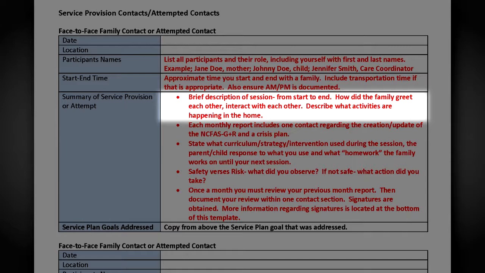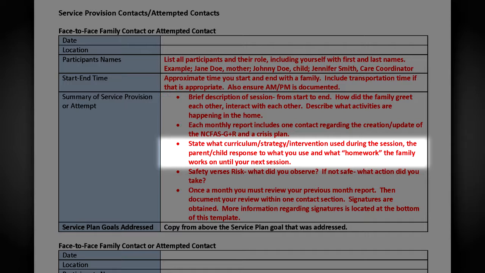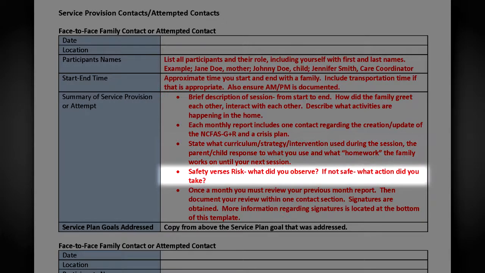We also expect that a tour of the home is completed with the family to see where the child sleeps and to ensure there are no obvious safety factors present. If this doesn't occur each session, then at minimum, you should be walking through the home each month. The next section, we are looking for what strategy or intervention you used during the time spent with the family. In addition, describe any risk factors present, and ultimately, if you deem the children safe.